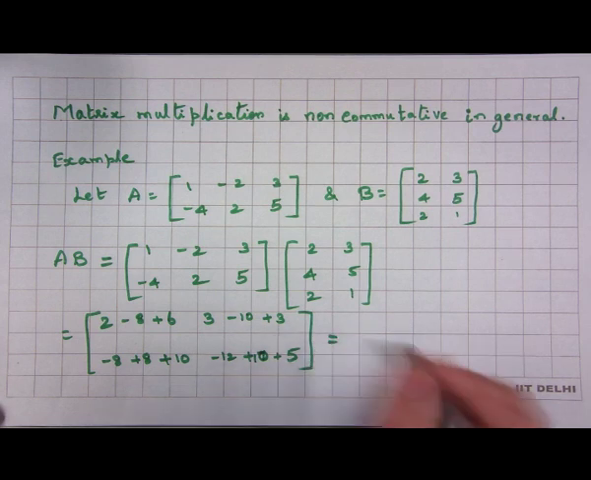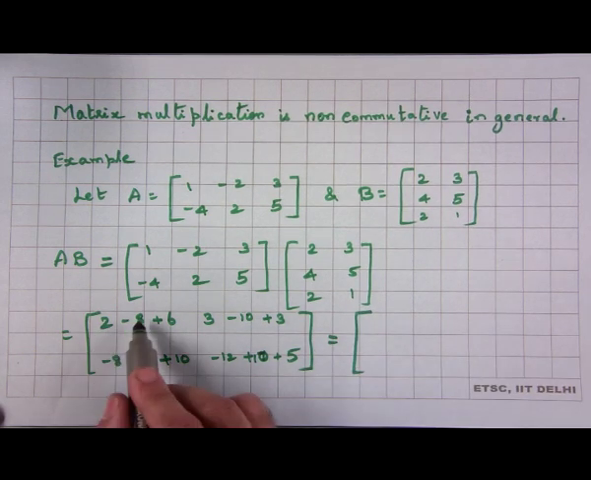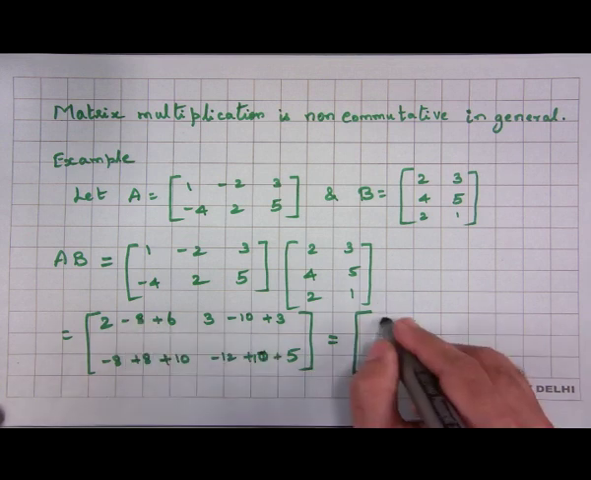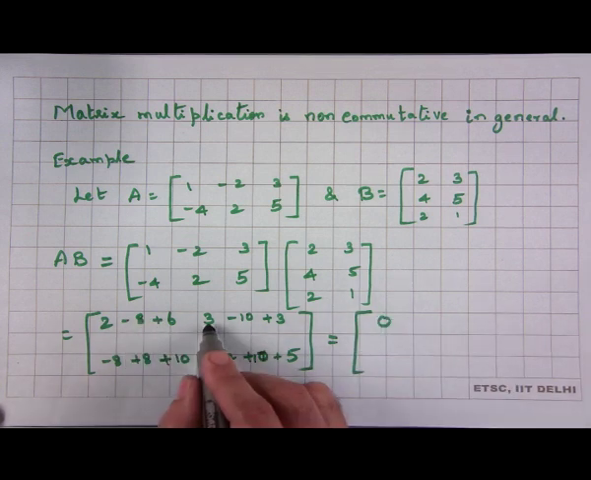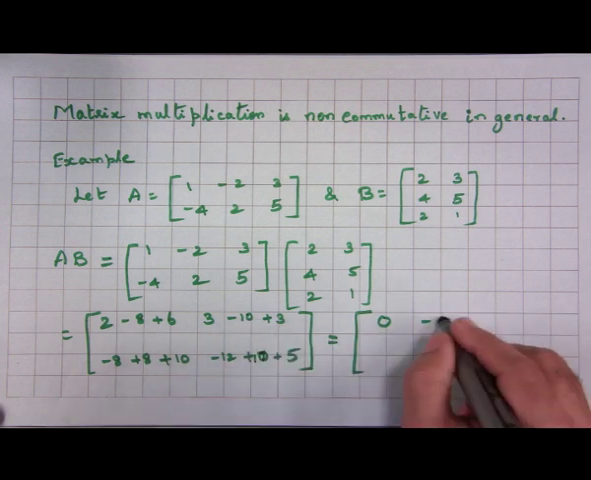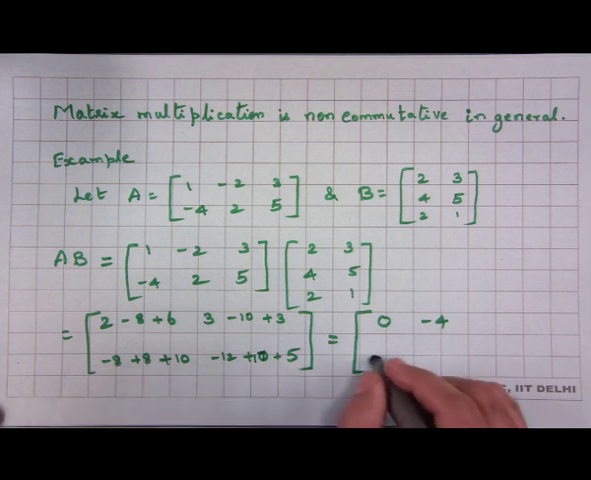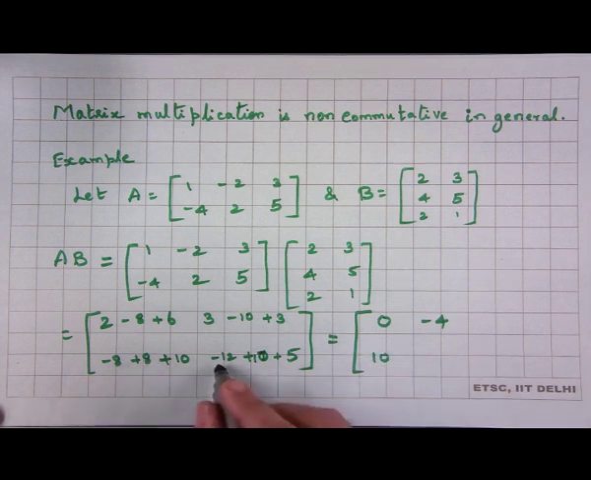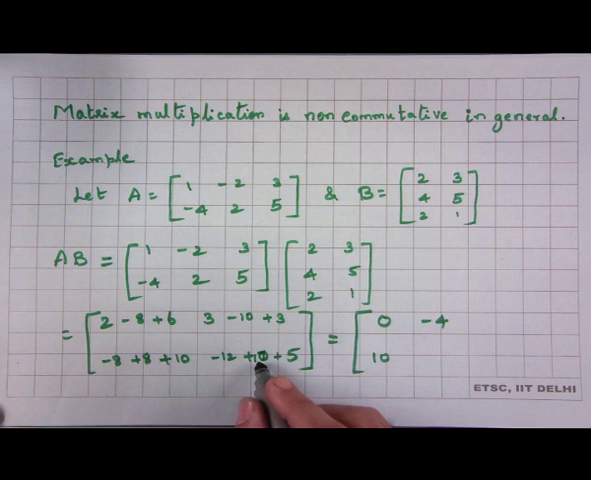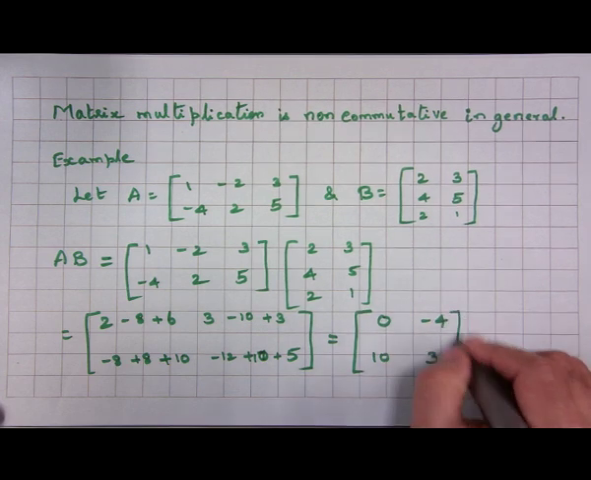The resulting matrix is 2 minus 8 plus 6, which is 0, 3 minus 10 plus 3, which is minus 4, 8 minus 8 plus 10, which is 10, minus 12 plus 10, which is minus 2, plus 5, which is 3. On the other hand, let us try to compute BA.